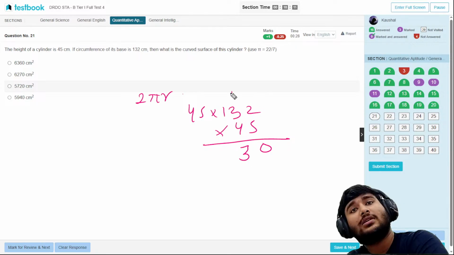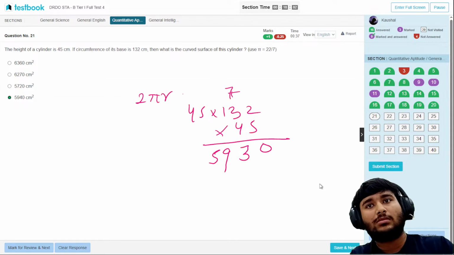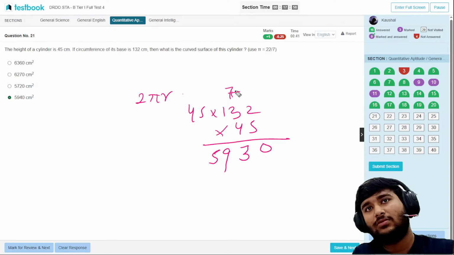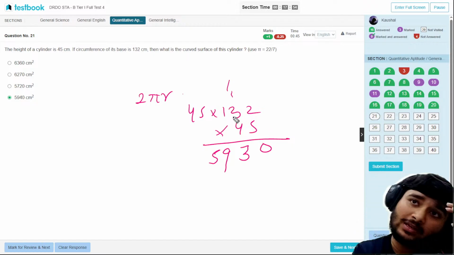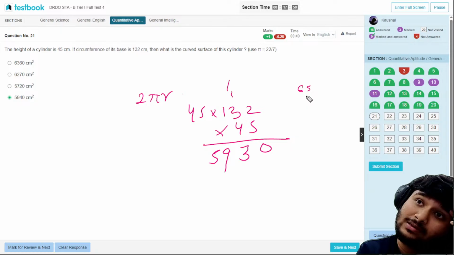73. 52, 52 plus 7 is 59. 59, 30. 5 to the 10, 1. 65 plus 8, 73, 74, हाँ.